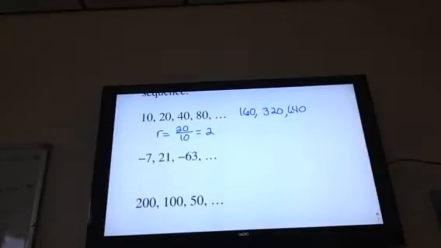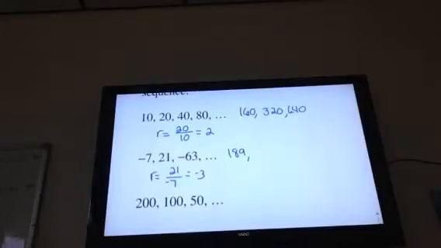Next question. What is my R value? My R is equal to any number, so 21, divided by the previous number, -7, so I get -3. So that means I'm multiplying the number by -3 to get the next number. So I'm going to go to my calculator. -63 times -3 equals 189.